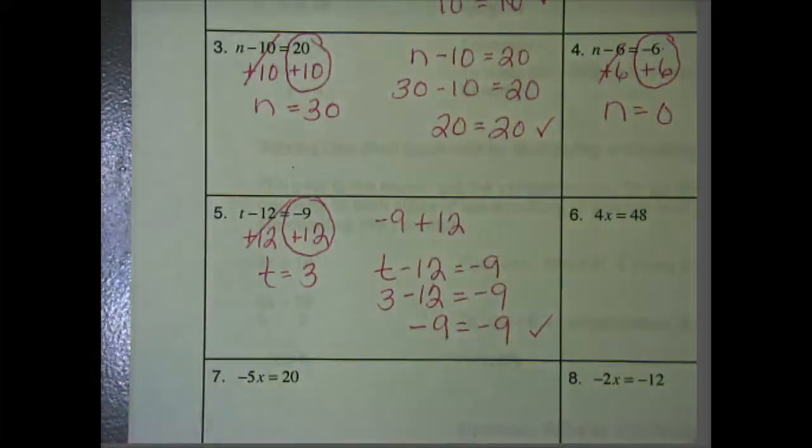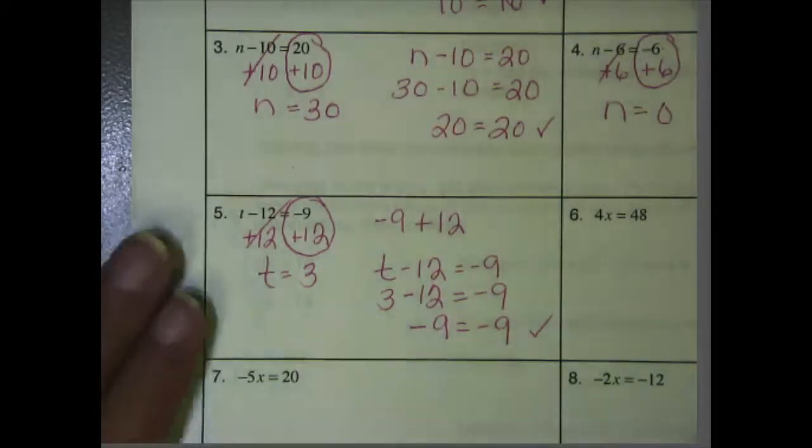So the first 5 problems were all the addition, subtraction, and that should be a review from last year. So hopefully it was. There may have been some negatives in there that you might not have done last year. If not, this is a good opportunity to review that with my video.